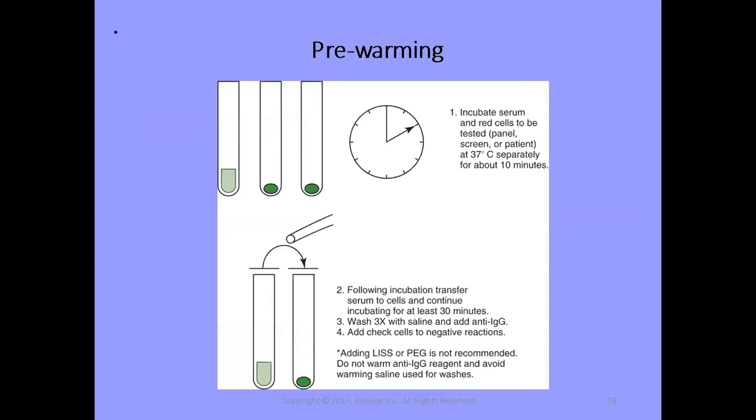Okay. So this is a diagram from our book that shows the pre-warming technique that we can do. So we can incubate serum and red cells separately, okay, for our panel testing at 37 degrees for about 10 minutes. And then following incubation, set everything up. Wash 3 times with saline before we add our anti-IgG, and then we're going to eliminate the reactions from that cold autoantibody.